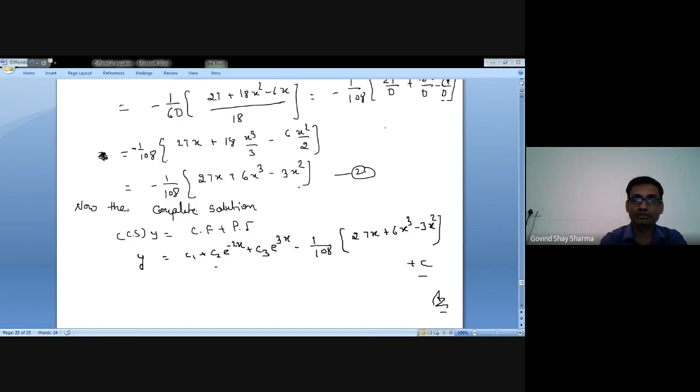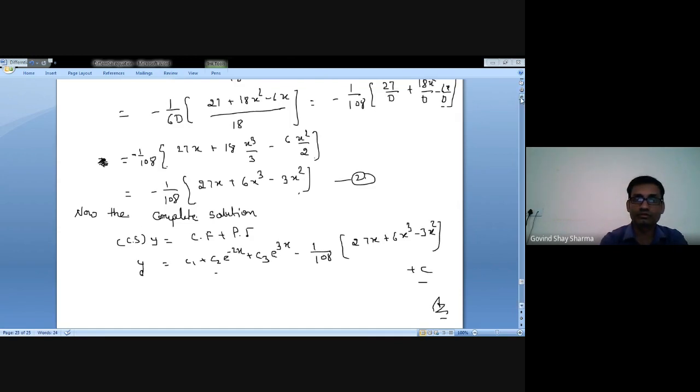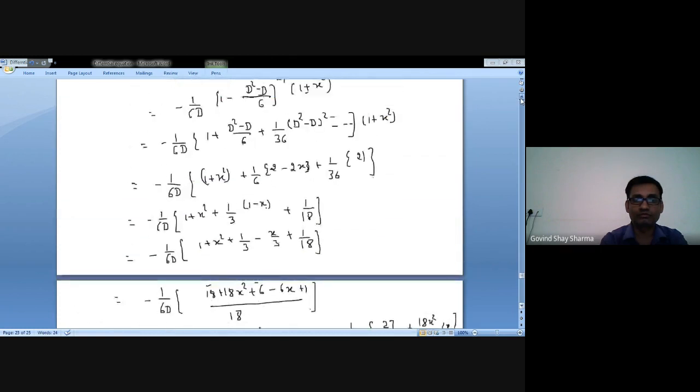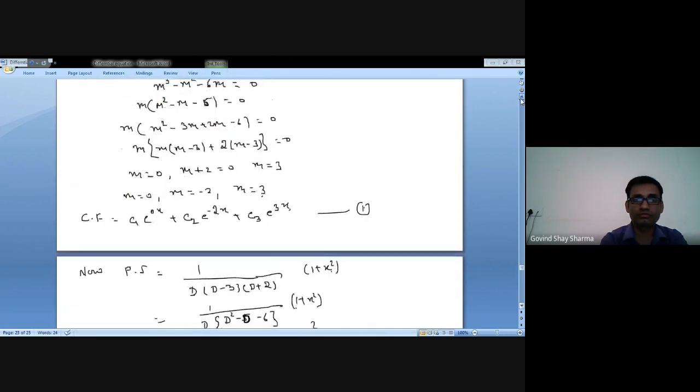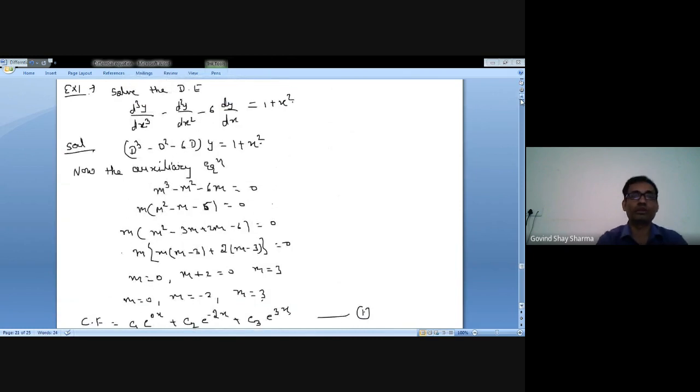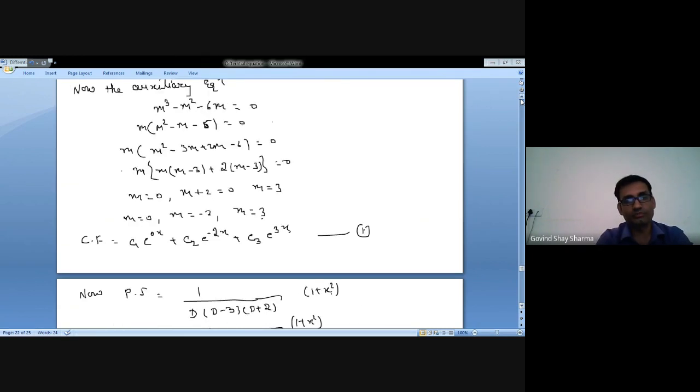Once we see the question, d cube y upon dx cube minus d2y upon dx2 minus 6 dy upon dx is equal to 1 plus x cube. So we can write the auxiliary equation, m cube minus m square minus 6m is equal to 0. After this we get m is equal to 0, m is equal to minus 2, or m is equal to 3, the roots of the auxiliary equation.